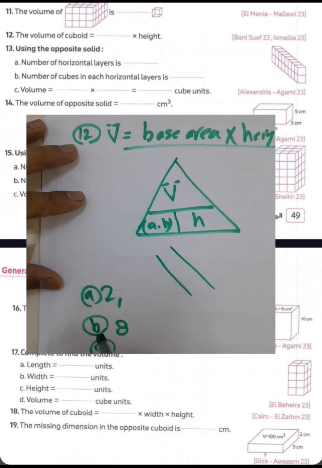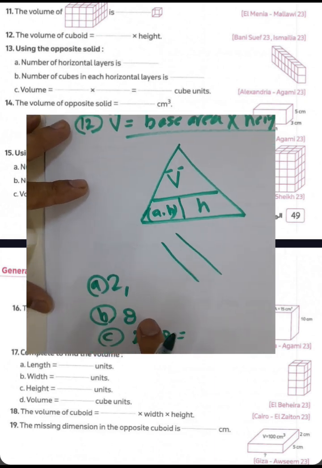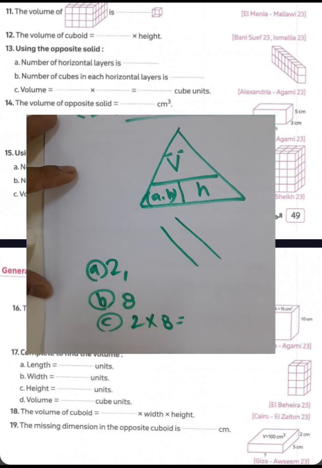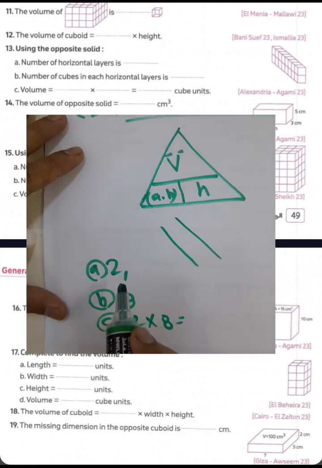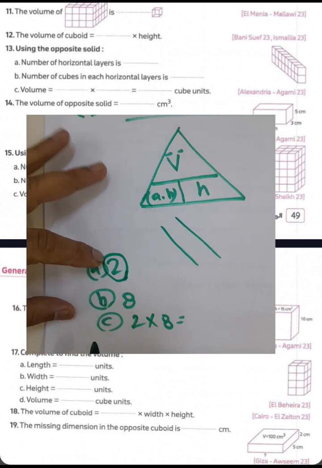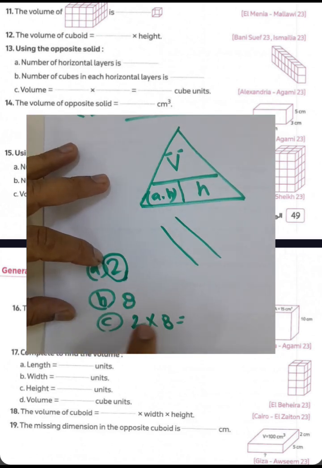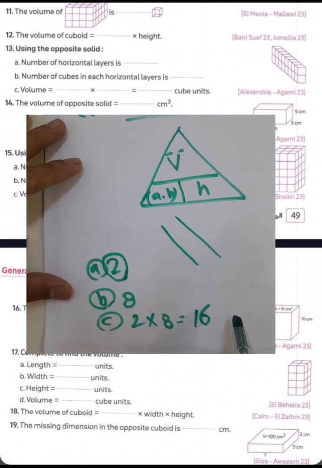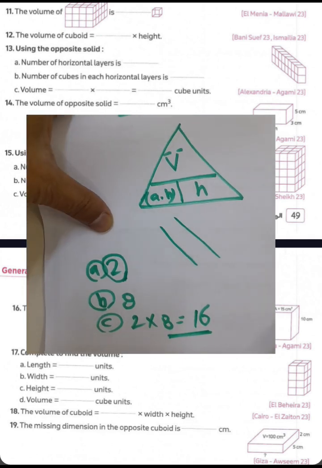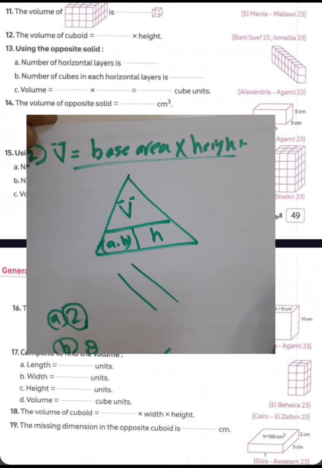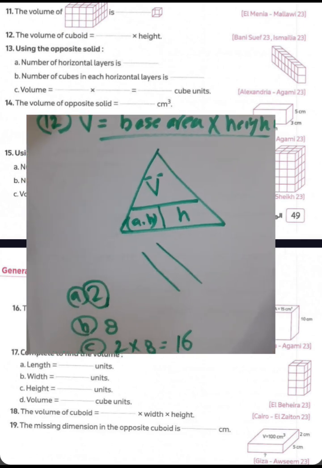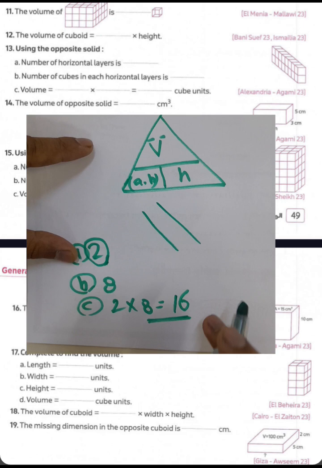Letter C, you want to find the volume. The volume equals the number of horizontal layers product by the number of cubes in each one. To find the volume, we write the number of horizontal layers and the number of cubes in each one, product between them. The result will be 16. The volume will be 16 cube units. Here, right here, cube units.